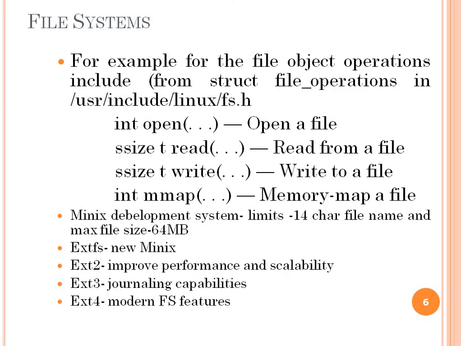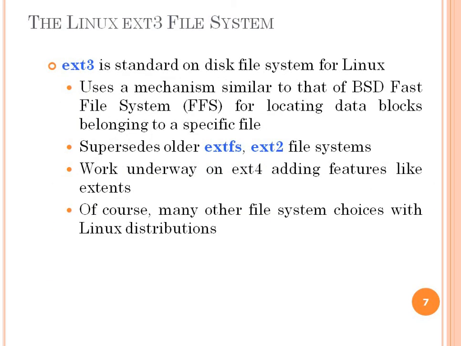Now when we see the file system, we should have some functions to access it. So we have open, read, write, and map, various system-level, kernel-level functions are available, and there are various limits for file names and file size. Based on the various versions of the Unix file systems, we have extfs, ext2, ext3, ext4, various versions of the extended file system for Linux.